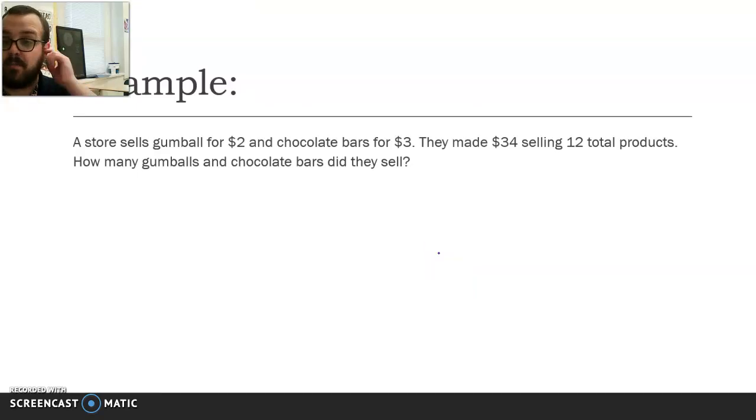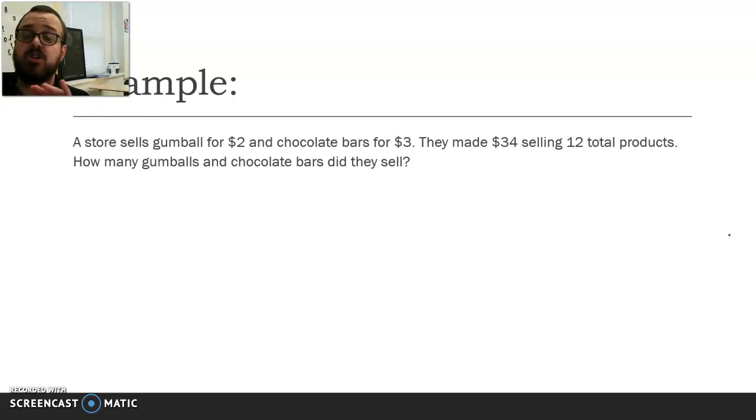Let's look at our first example. We have a store that sells gumballs and chocolate bars. The store sells gumballs for $2. They sell the chocolate bars for $3, and they made $34 selling 12 total products. How many gumballs and chocolate bars did they sell?